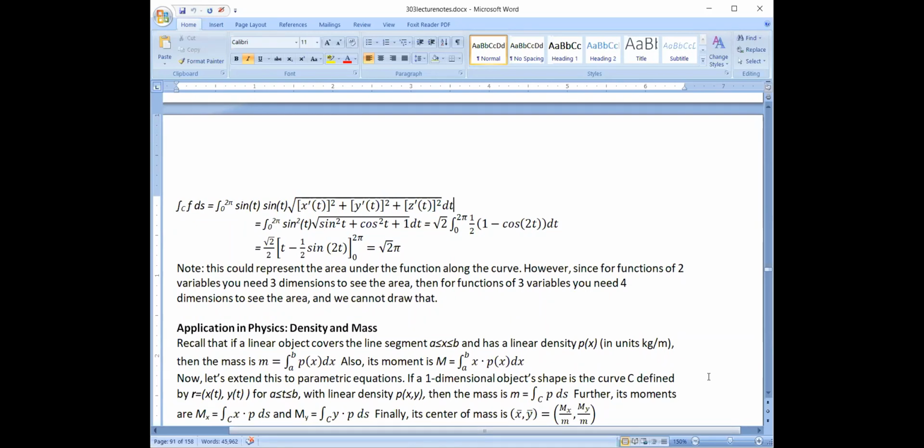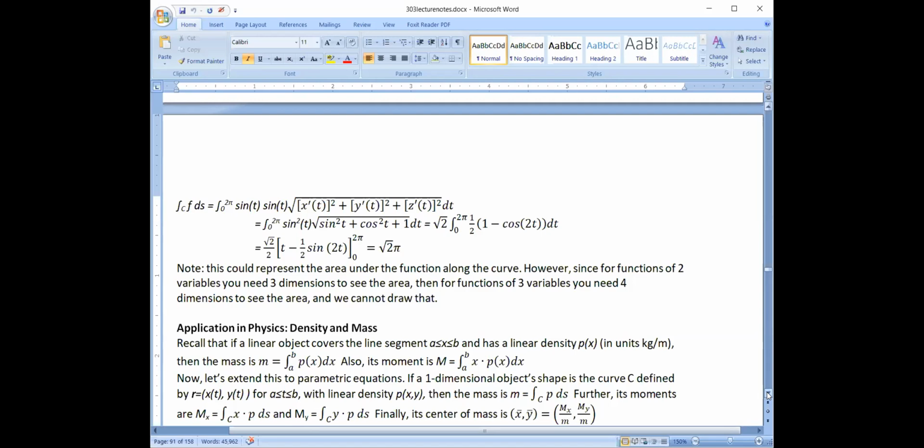and then we can also find its moments. So now because it lives in 2 dimensions, it's got a moment in the x direction and a moment in the y direction. So the x moment is going to be the integral over the curve of x times p ds. And its y moment is going to be the integral over the curve of y times p ds. And then, of course, that's the hard work. The easy work is that its center of mass is just x moment divided by the mass, comma, y moment divided by the mass.